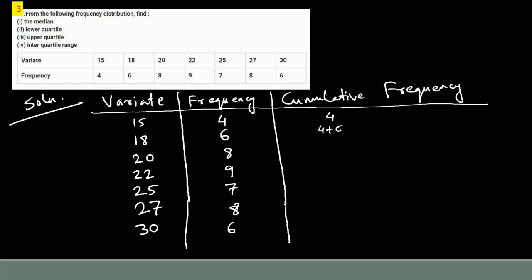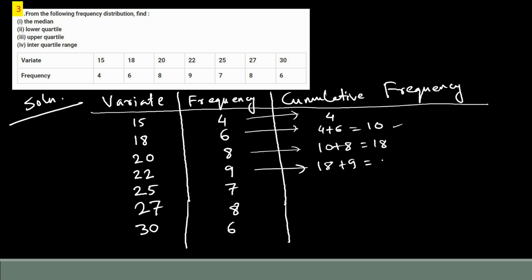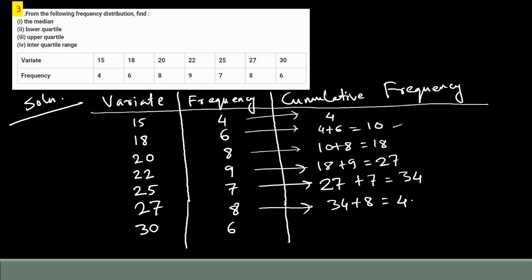4, then it should be 4 plus 6, right? 4 is the first one, and the next is 4 plus 6 you have to do to get the cumulative, 10. And now 10 you have to add to 8. So 10 plus 8, it will be 18. And then you have to add this 9. 18 plus 9, it will be 27, right? Now you have to add this 7. 27 plus 7 is 34. And then this 34 you have to add to this 8, it is 42. Then 42 you have to add to this 6, it will be 48.